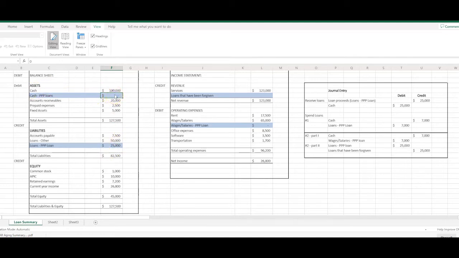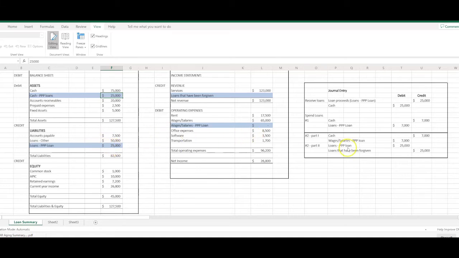You could separate it out here. By the way, you can see that total assets equals liabilities plus equity. Total assets here is 127,500, and liabilities plus equity is 127,500. Just to show you what this looked like before, you can see 127,500, 127,500, and we're going to break this out here. So now you recorded the loan, right? You got the proceeds, you got this loan amount.